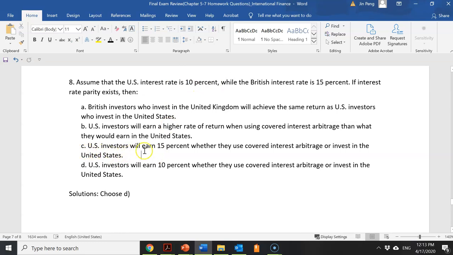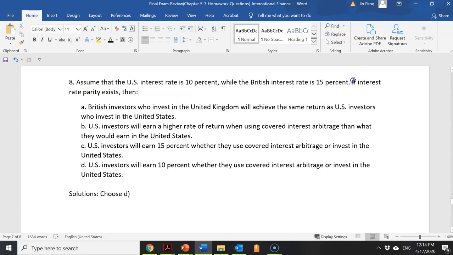Option C, US investors will earn 15% whether they use covered interest arbitrage or invest in the United States. This is not correct. D is correct. US investors will earn 10% whether they use covered interest arbitrage or invest in the United States. They will always earn 10%. Same applies to British investors. They will earn 15% no matter whether they use covered interest arbitrage, invest in US, or invest in Great Britain domestically, okay, because interest rate parity holds.